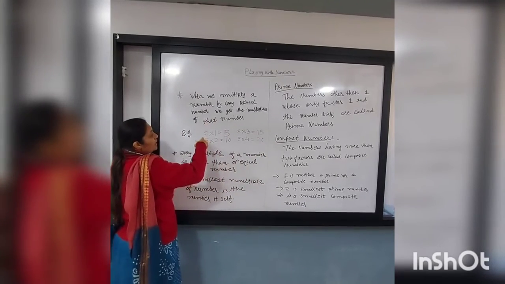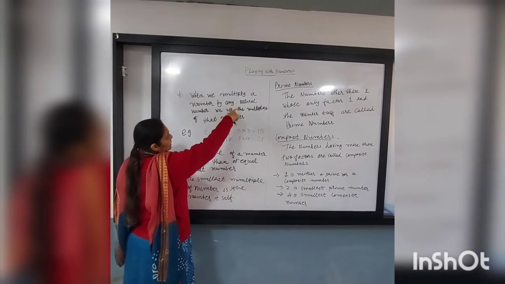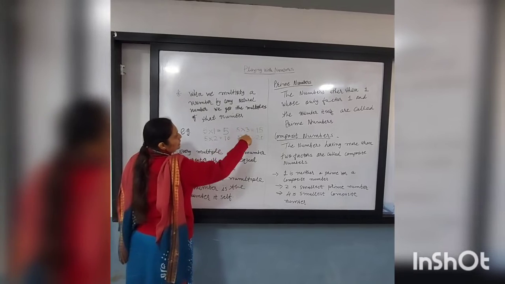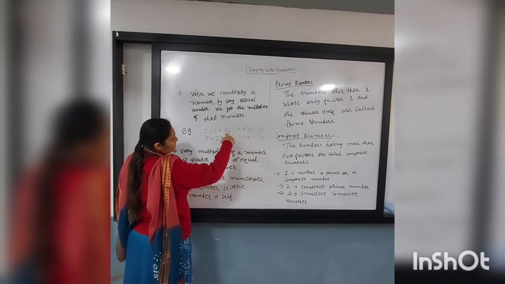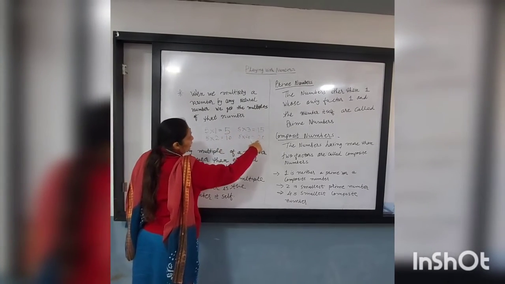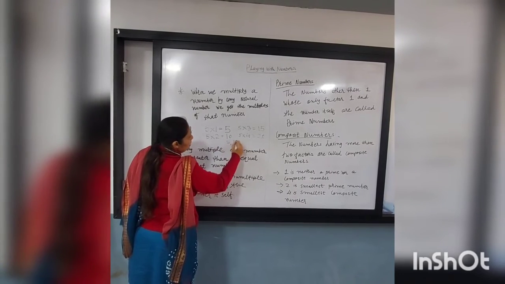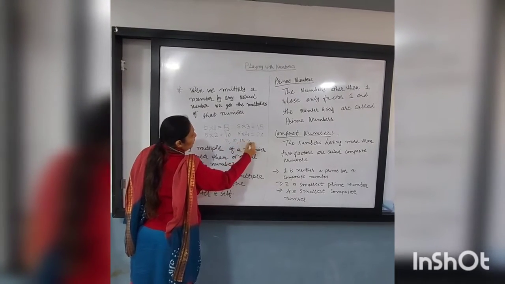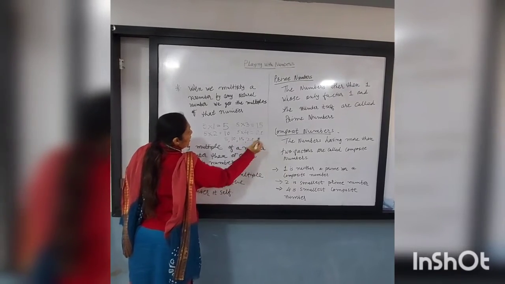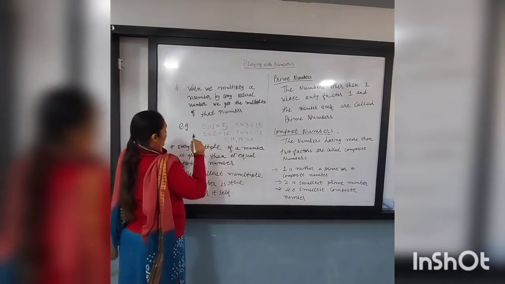Now, from 5, we multiply the natural numbers 1, 2, 3 and 4, and we get the answers 5, 10, 15 and 20. These are all multiples of 5.